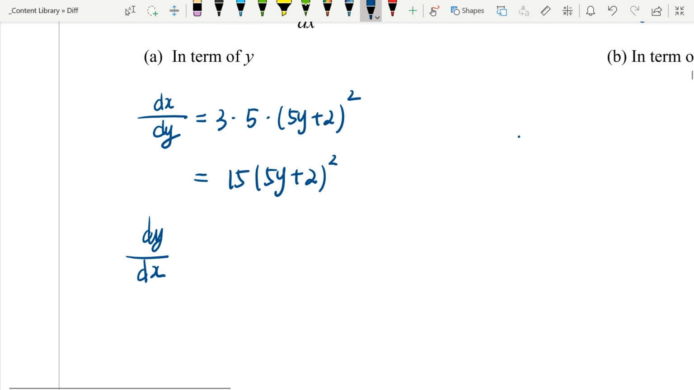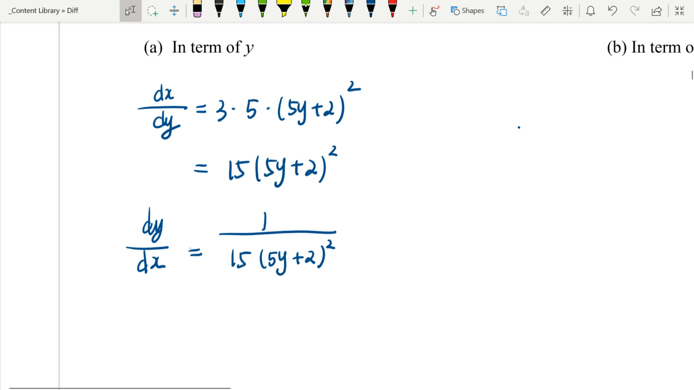You may ask why I'm interested in dy/dx. Because that's the gradient. If I talk about gradient, dx/dy doesn't help. It must be dy/dx. So I want to find the gradient, that's dy/dx, so it's 1 over 15(5y plus 2) squared. Okay, question.